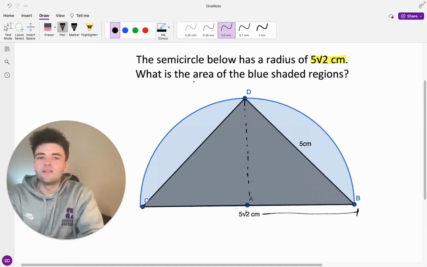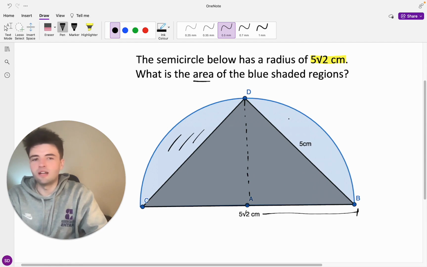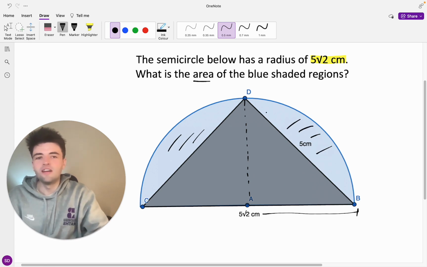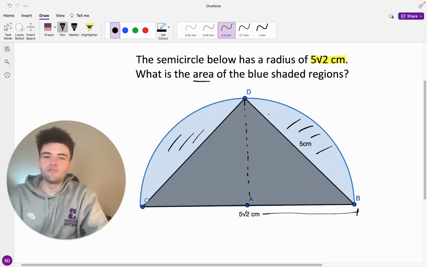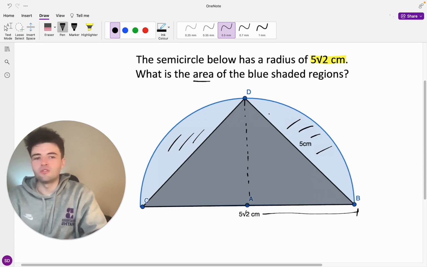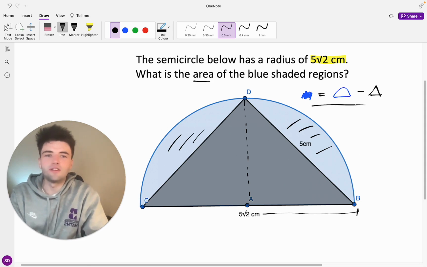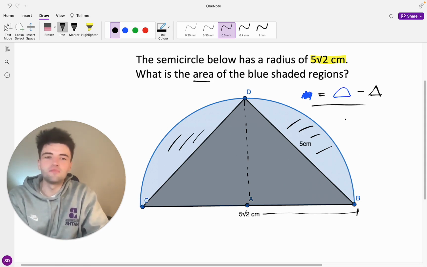And we're just asked, what is the area of the blue shaded regions? So these kind of regions in here, I think there's a word for them like lune or something along those lines. But we're just going to be focusing on finding this value here. So the most straightforward way to do this is to find the value of the semicircle and then subtract the value of the triangle. So I put a kind of pseudo equation up here on the top right, just to give us an indication of what we're actually going to do here.